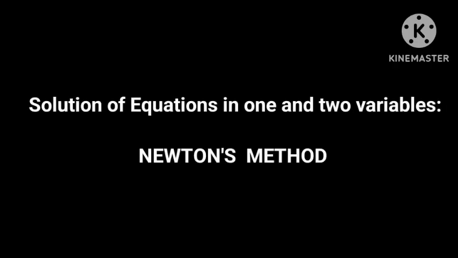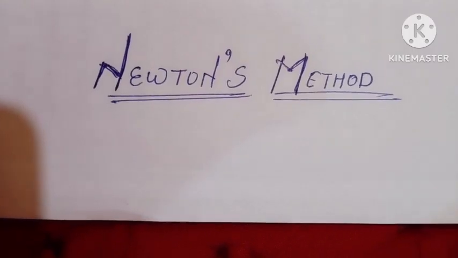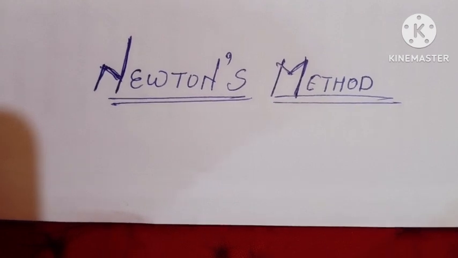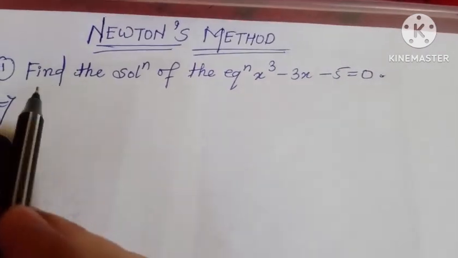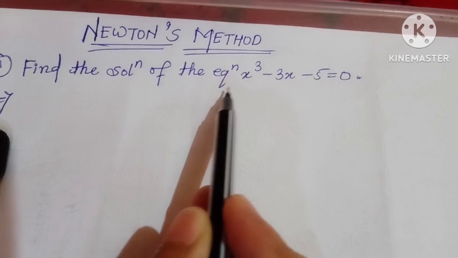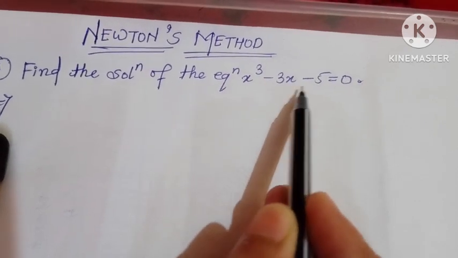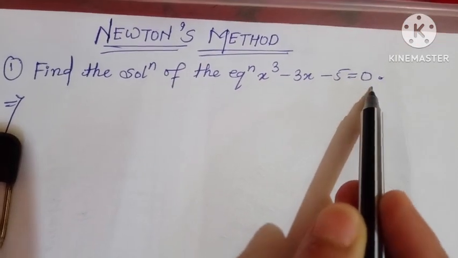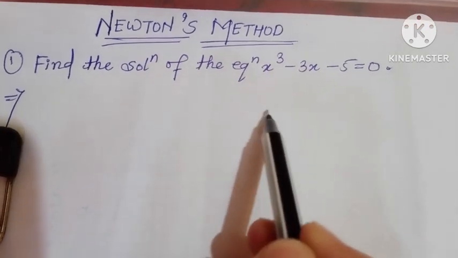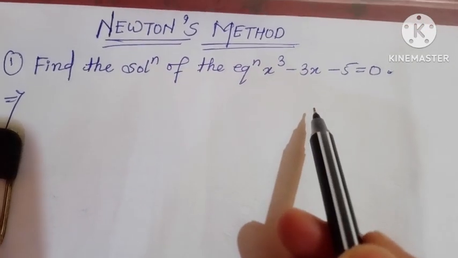Good evening everyone. So today we'll continue solution of equation in 1 and 2 variable. In this we'll study today Newton's method. So today we'll discuss about Newton's method. Let's take an example. Find the solution of the equation x cube minus 3x minus 5 equal to 0. Solve this by using Newton's method.